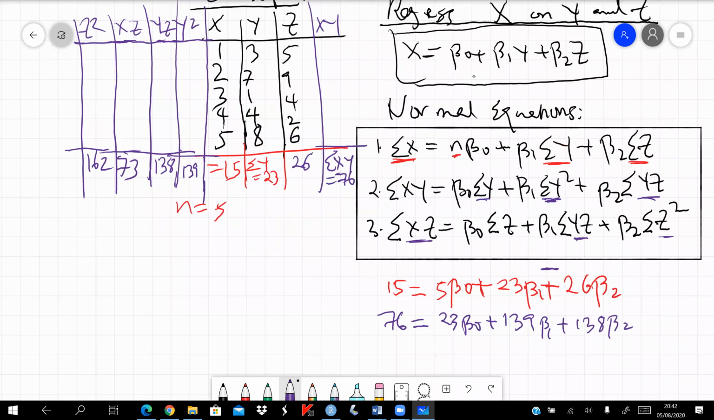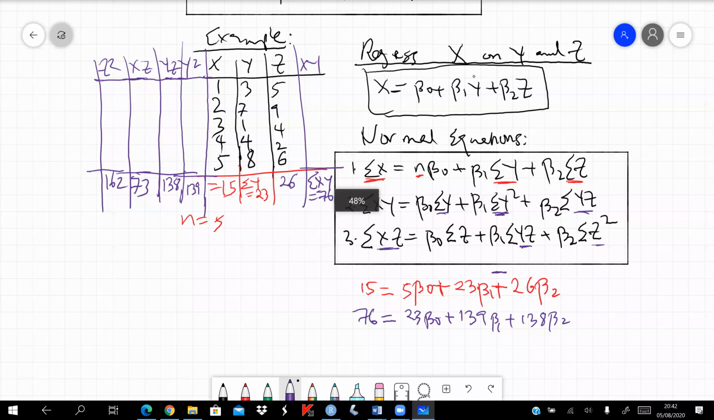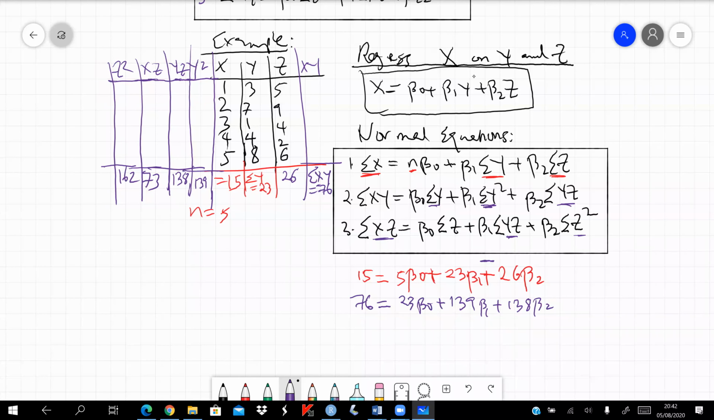162. So let's write the equation here. This is xz, which is 73, equal to summation of z, which is 26, plus summation of yz, 130, and finally we have 162.